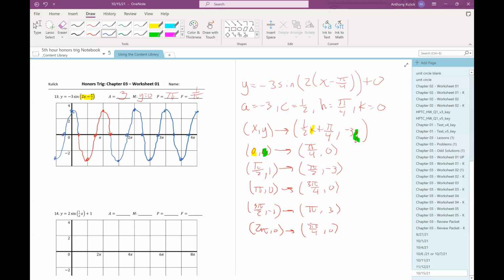Feel okay? Yeah, you got the quarter pi from H, right? Like that's how you know. Yes. So this again, it's Cx plus H, and then Ay plus K is the map.